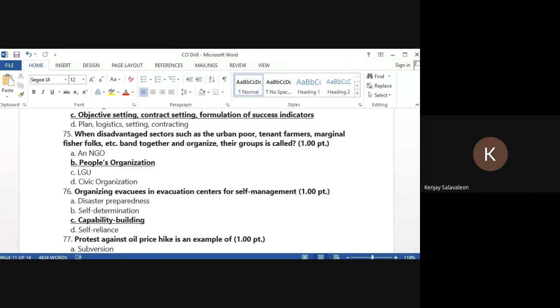76, organizing evacuees in evacuation centers for self-management. Sikat ito during mga DRRM na mga interventive roles natin. Ito yung capability building. Self-management doon sa evacuation center. Disaster preparedness, ginagawa ito prior. No? Yun itong mga advocacy natin. Self-determination is a principle. Self-reliance is the purpose of community organizing.